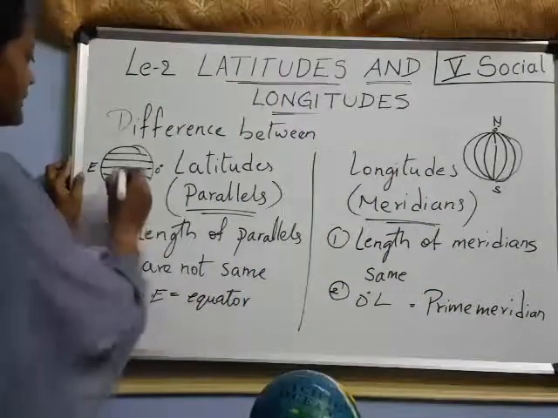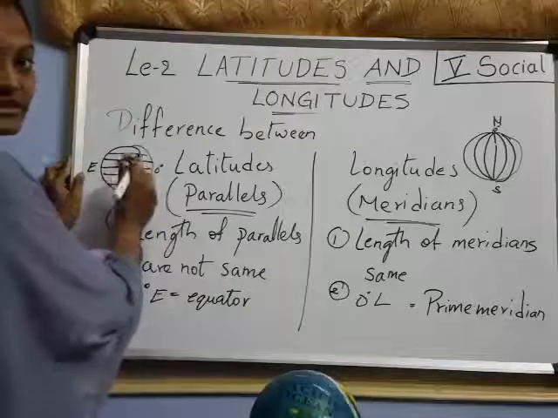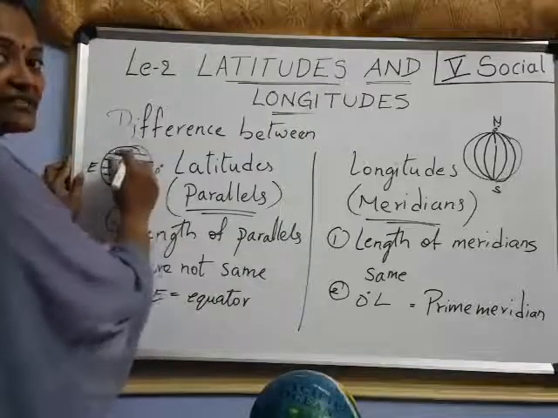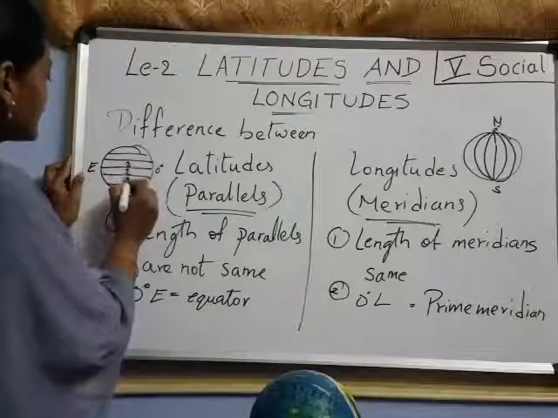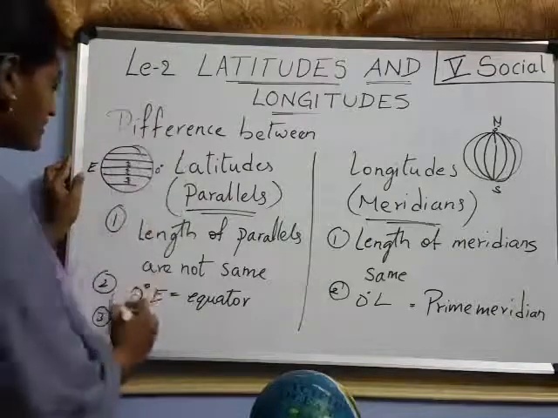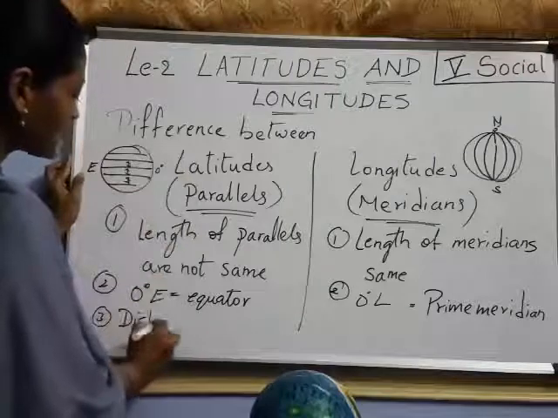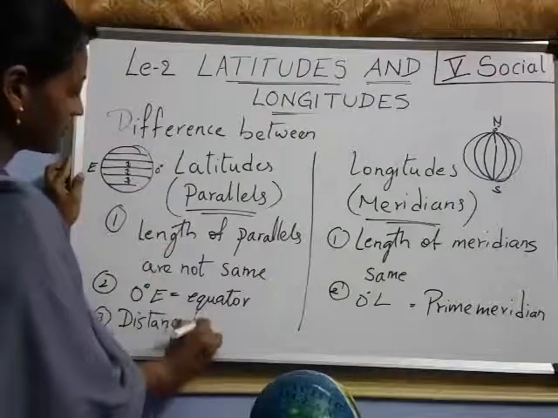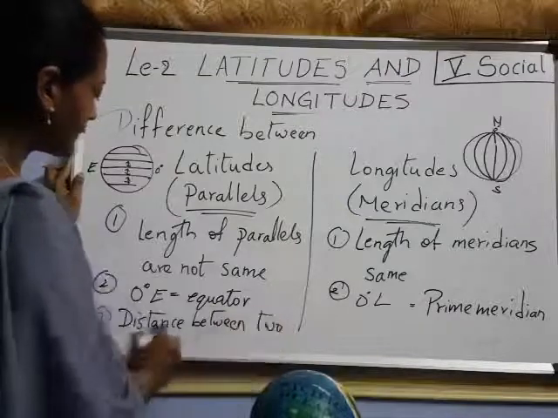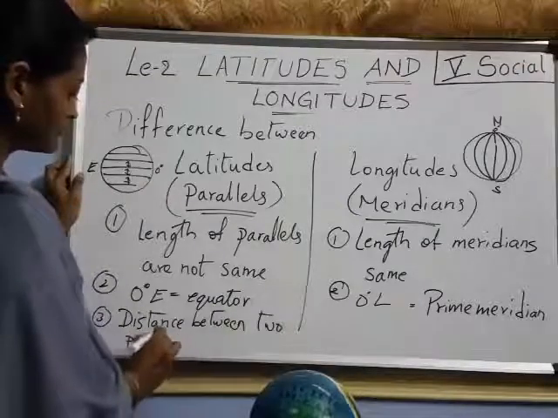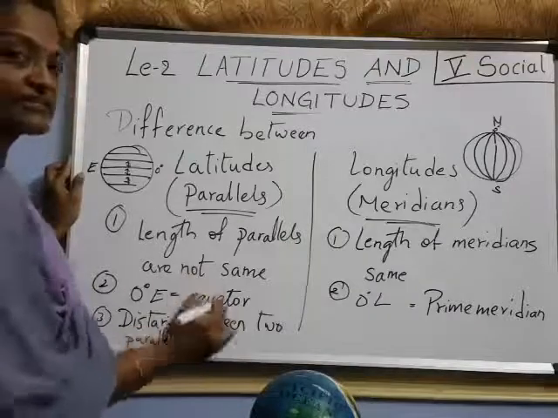Next, third difference. Here, the distance between the two parallels is the same. See here, this distance is the same in all meridians. Distance between two parallels is always the same.